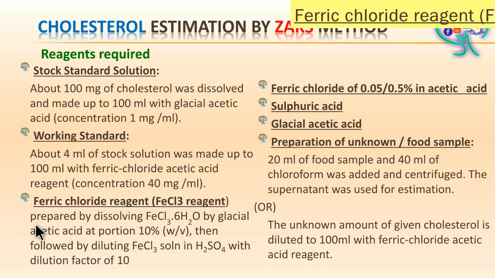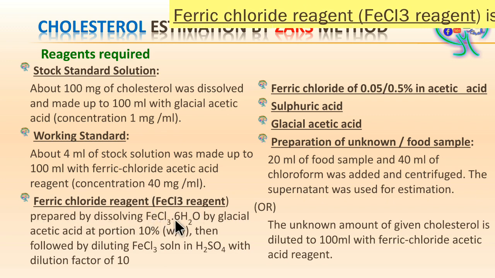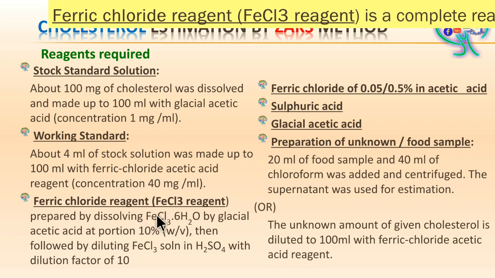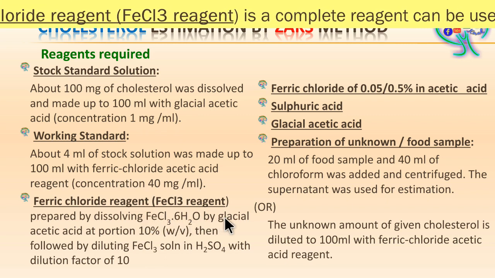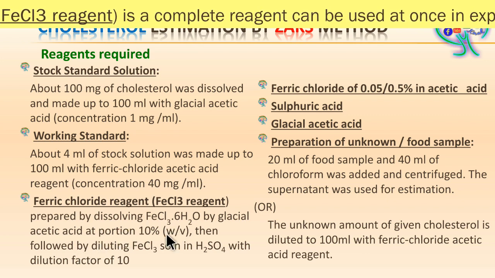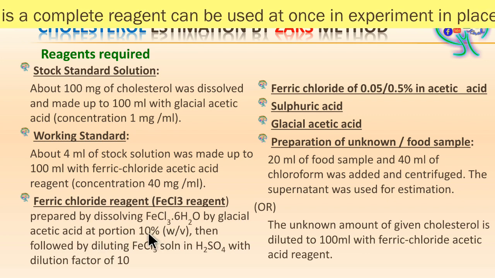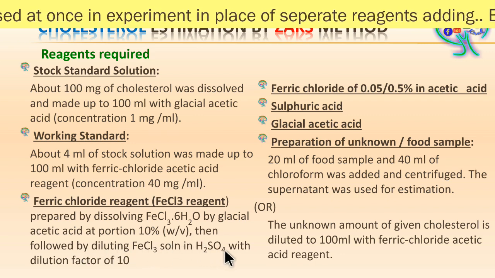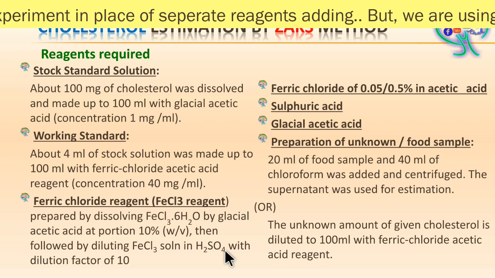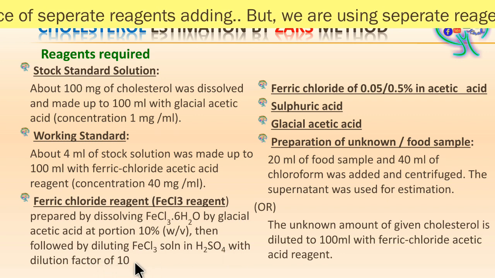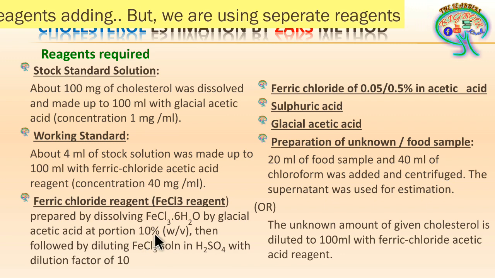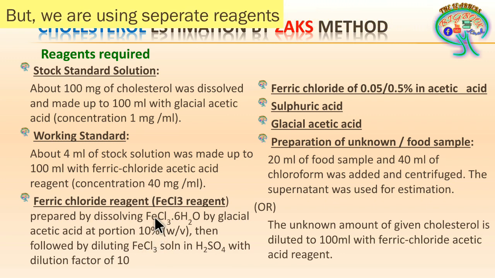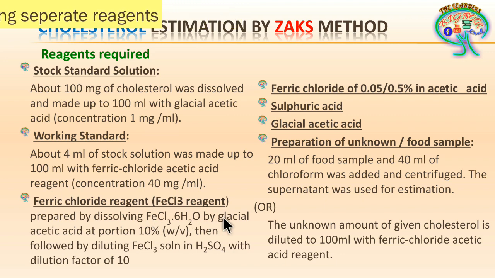The ferric chloride reagent is prepared by dissolving FeCl3. If we take 1 gram of ferric chloride in 10 ml of glacial acetic acid, then it is 10%. Then the ferric chloride solution is diluted in sulphuric acid, with a dilution factor of 10. Whatever volume we have taken for the 10% ferric chloride in glacial acetic acid has to be diluted 10 times with H2SO4.